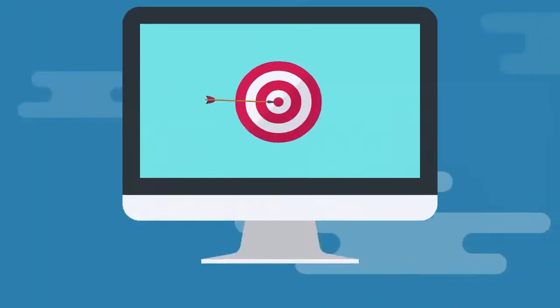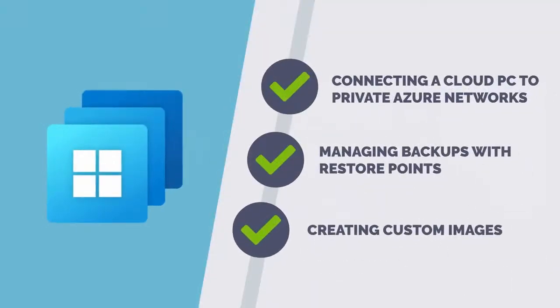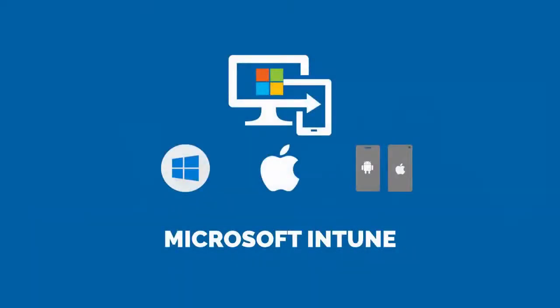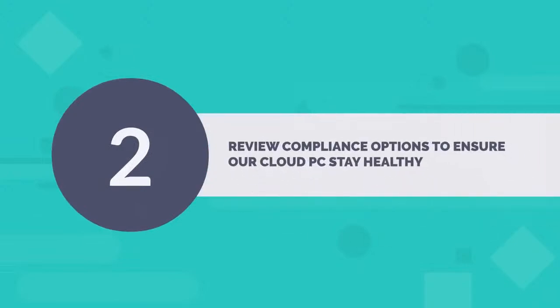Then move on to deploying Windows 365 Enterprise. Learn the technical requirements of Windows 365 and the client options to access cloud PCs. Next, explore advanced options, including connecting a cloud PC to a private Azure network, managing backups with restore points, and creating custom images. Once the cloud PCs are deployed, move on to managing Windows 365 with Intune. Organize cloud PCs into groups and use filters to target configuration settings. Then review compliance options to ensure our cloud PCs stay healthy.